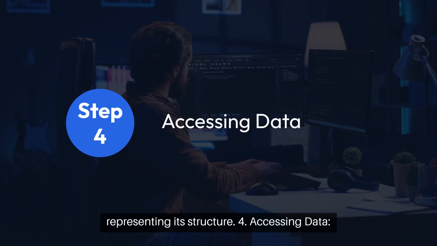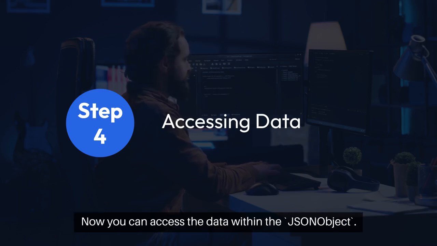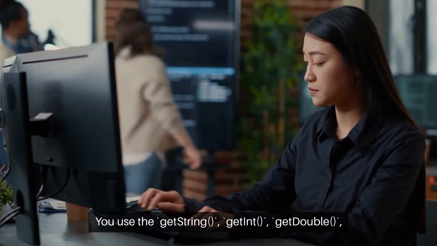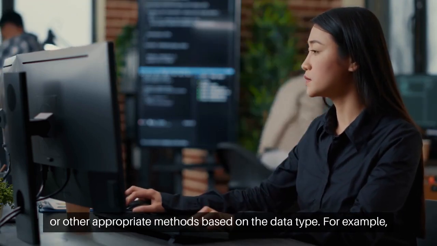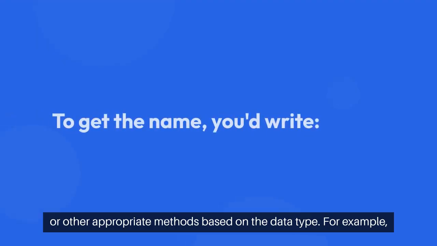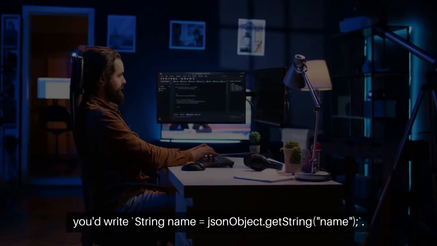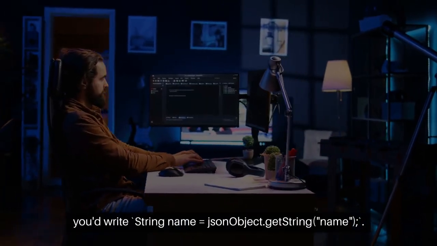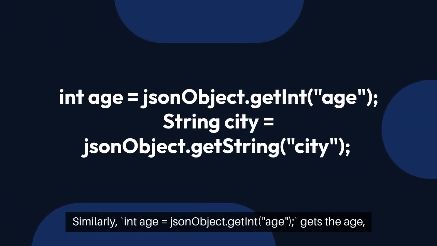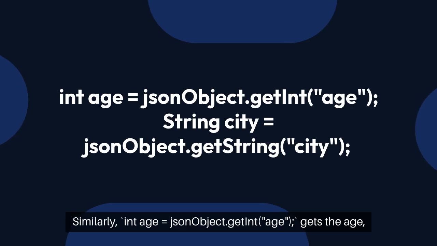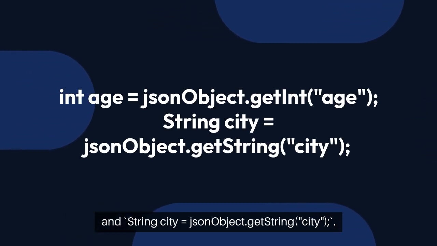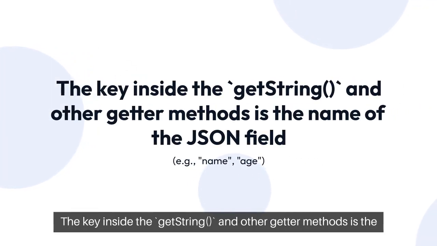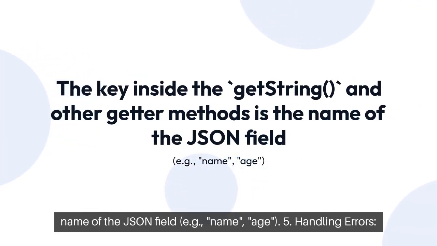4. Accessing data. Now you can access the data within the JSONObject. You use the getString, getInt, getDouble, or other appropriate methods based on the data type. For example, to get the name, you'd write String name = jsonObject.getString("name"). Similarly, int age = jsonObject.getInt("age") gets the age, and String city = jsonObject.getString("city"). The key inside getString and other getter methods is the name of the JSON field, e.g., name, age.